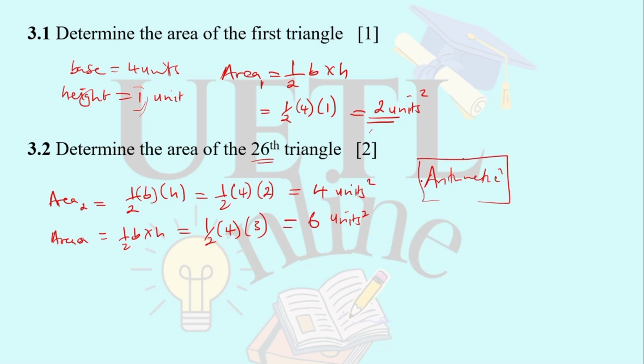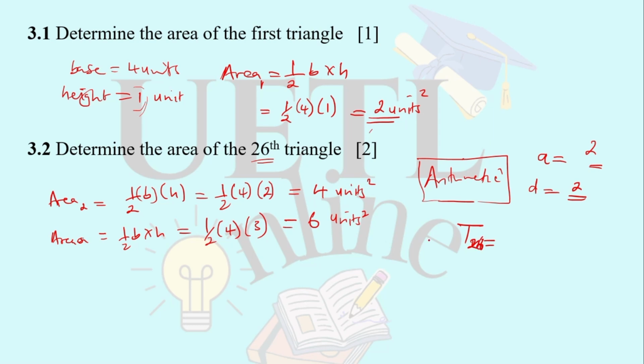In our arithmetic sequence, let's find our A. Our A is our first term, which is 2. Then let's find our D. To find our D, we take the second term and subtract the first, or the third and subtract the second. Here you can see that 4 minus 2 gives us 2, and also 6 minus 4 gives 2. So our common difference is 2. Now our duty is to find the 26th triangle, so we are going to find term number 26.